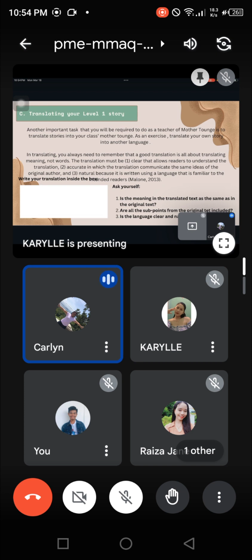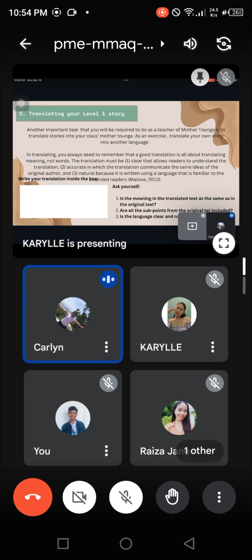In translating, you always need to remember that a good translation is all about translating meaning, not words. Ito, kung magta-translate daw po tayo, dapat maintindihan daw natin na mas maganda i-translate yung whole meaning, hindi word by word. Kasi minsan, kung word by word ang gagamitin natin, hindi natin maintindihan, parang barok.